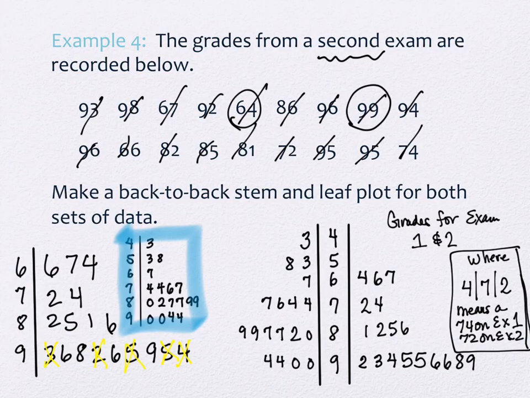All right. Are we good? Okay, so those are stem and leaf plots. Okay, I think we can do at least one more.